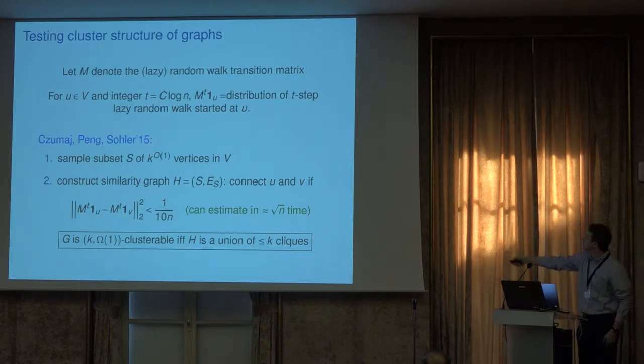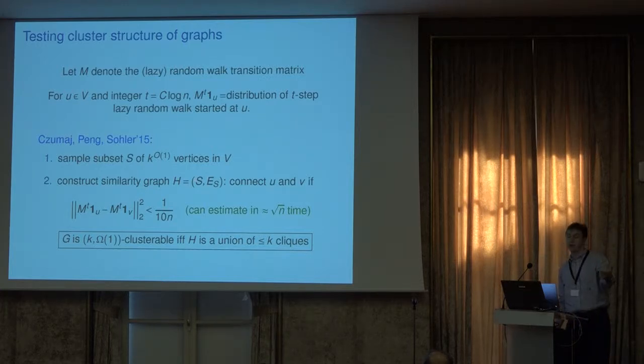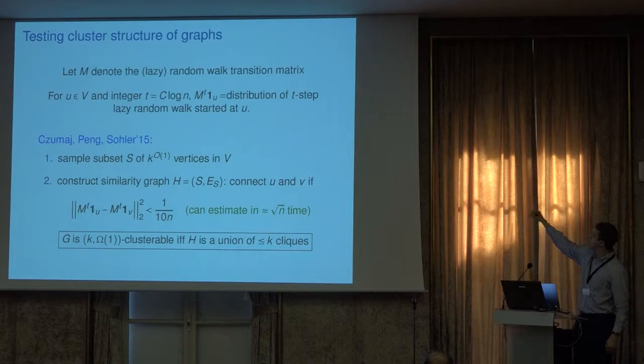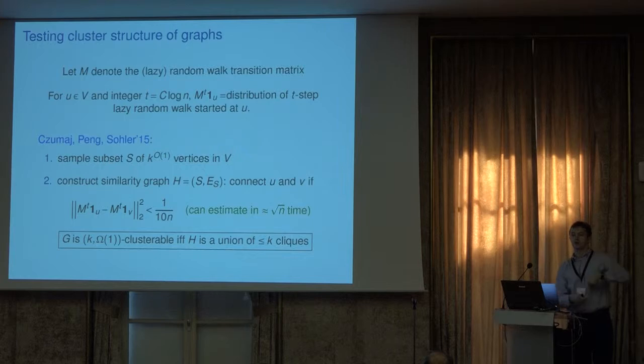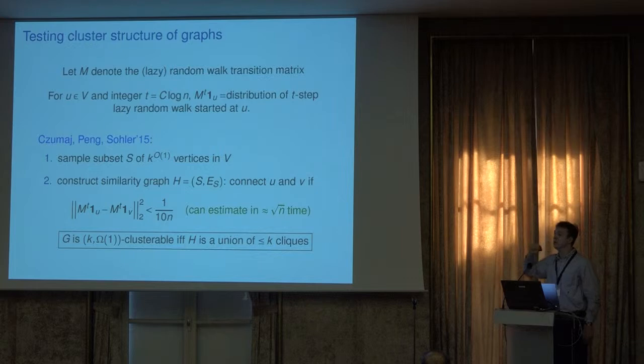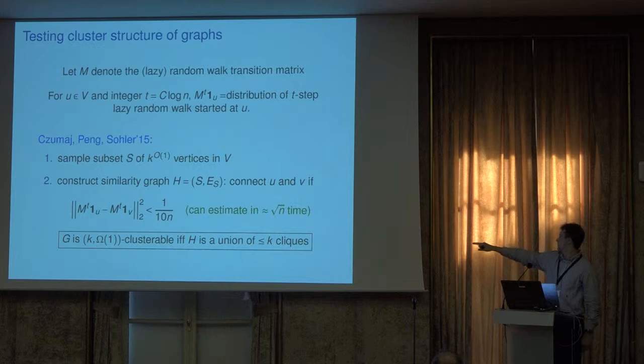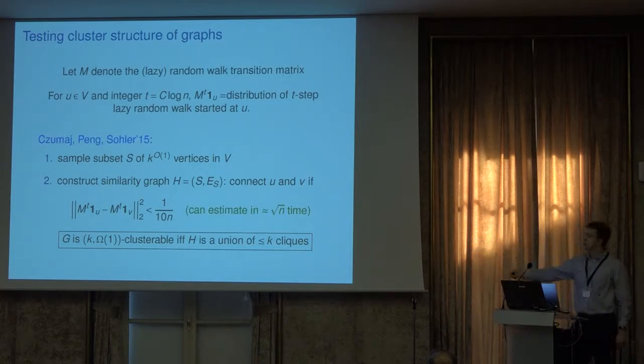Once we take the sample, we construct a similarity graph H on the sample. Specifically, for every pair of vertices u and v that made the sample, consider the distributions of t-step lazy random walks out of u and v. So what Czumaj, Peng, and Sohler do is they add an edge between u and v if these two distributions are close in Euclidean metric squared. Specifically, if the Euclidean distance squared between the two distributions is less than, say, 1/10n, then you add an edge, otherwise you don't. And then the graph G is declared to be k-clusterable if and only if this similarity graph is a union of at most k cliques.